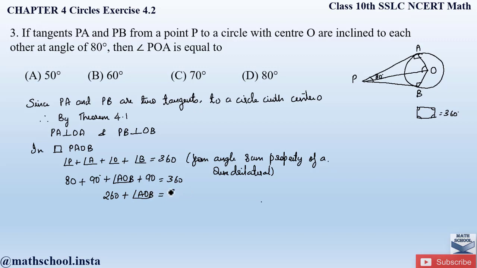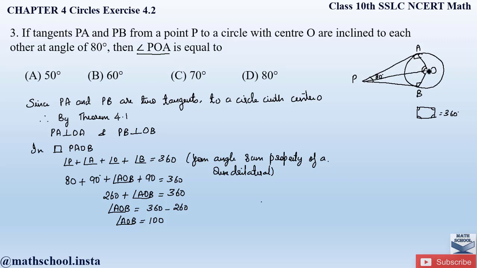Equal to 360 degrees. Now sending this 260 to the right hand side, we get angle AOB as equal to 360 minus 260, which is equal to 100 degrees. Angle AOB is equal to 100 degrees. Now this whole angle we have found out to be 100 degrees, but they have asked us to find out angle POA only. So we have to just find out this angle POA.